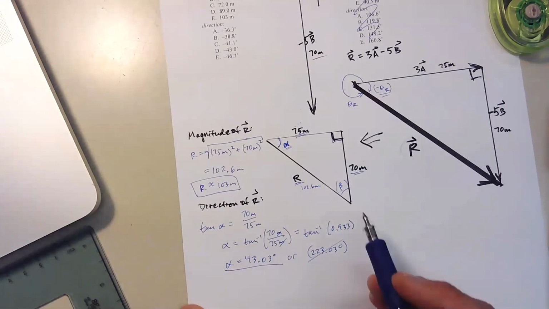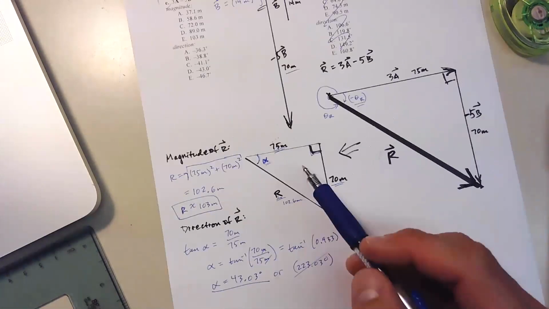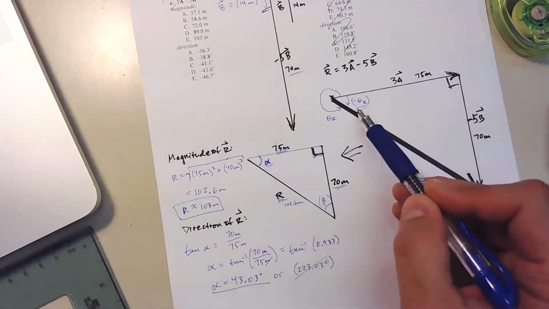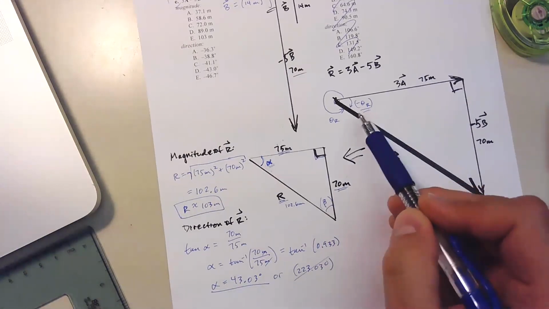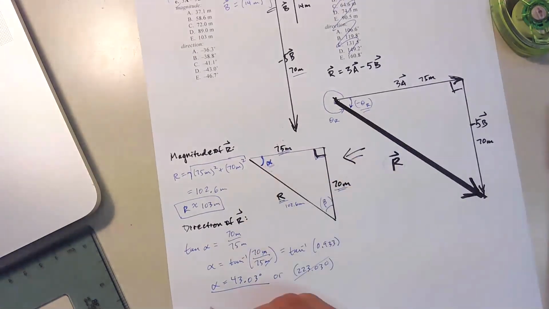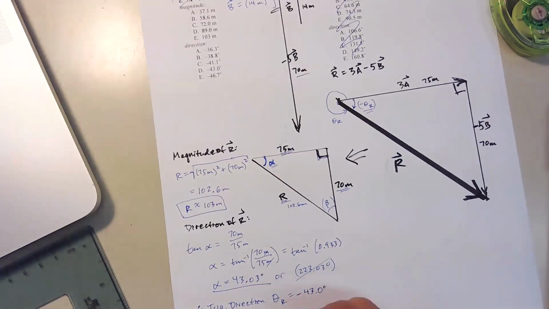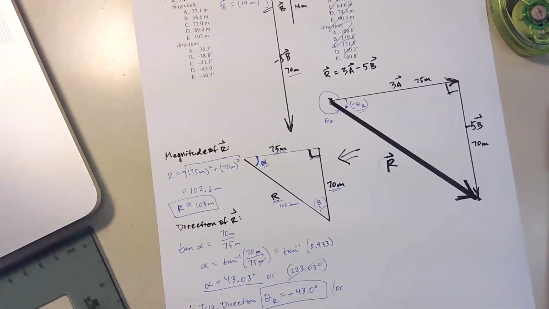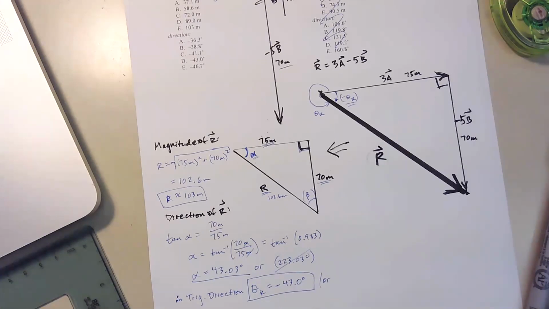Okay, now I'm almost done. Remember how we already decided earlier that alpha is equal to the negative of the trig direction that we want, or put another way, the trig direction we want is actually the negative of this angle right here. So therefore, the trig direction of r is going to be equal to negative 43 degrees. Or if I wanted to, I could also add 360 degrees to that.